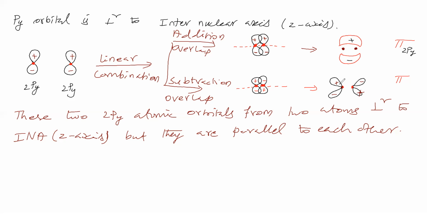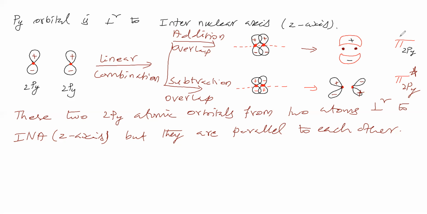Okay, so this is the anti-bonding molecular orbital. Therefore pi star, and it is obtained from 2py. Therefore we have given pi star 2py. So pi 2py, pi star 2py. So 2py atomic orbitals on linear combination give the pi 2py and pi star 2py set.